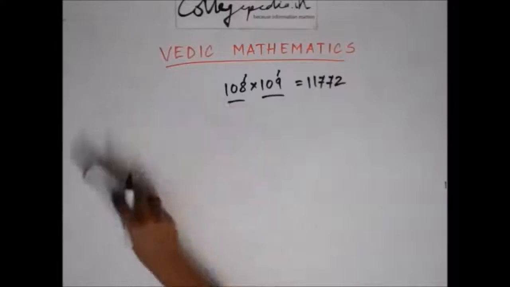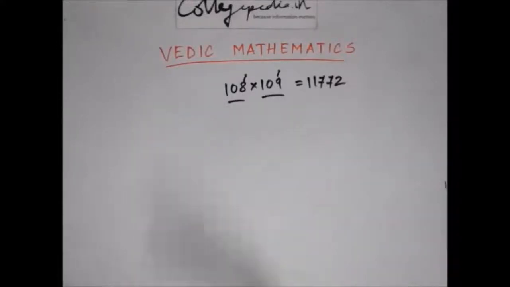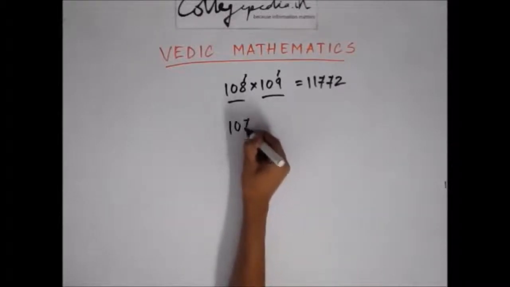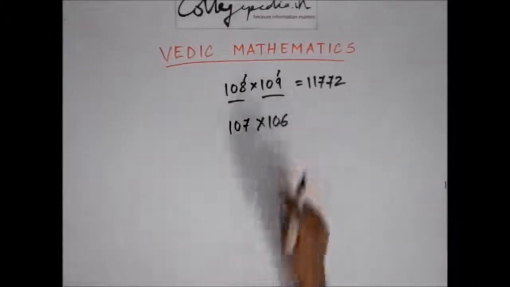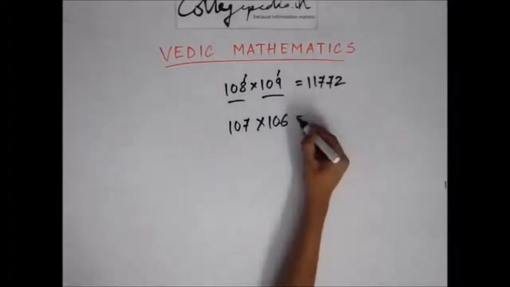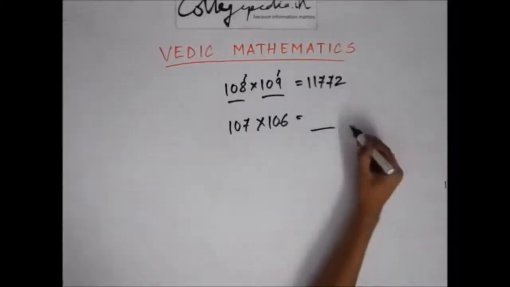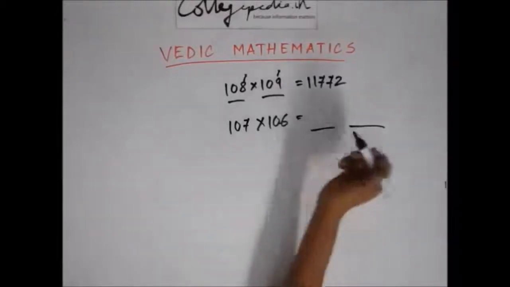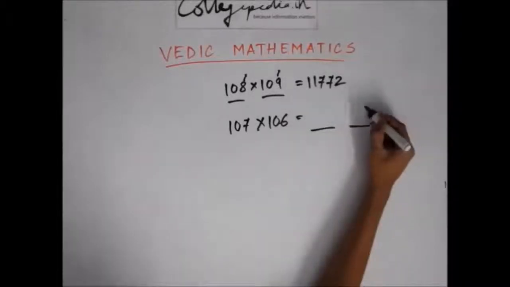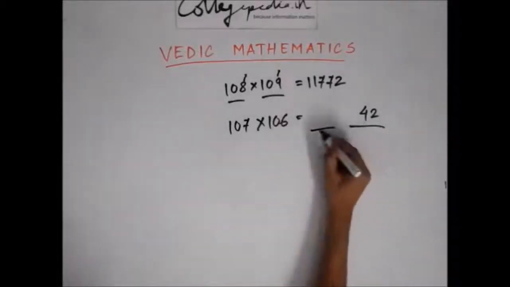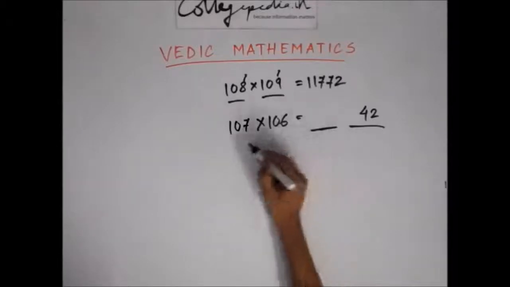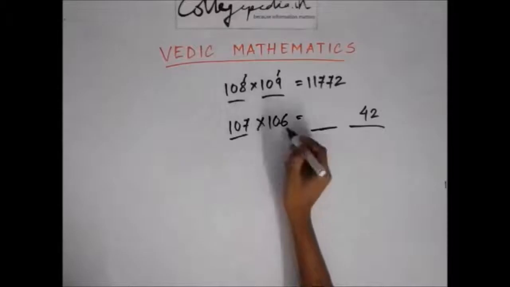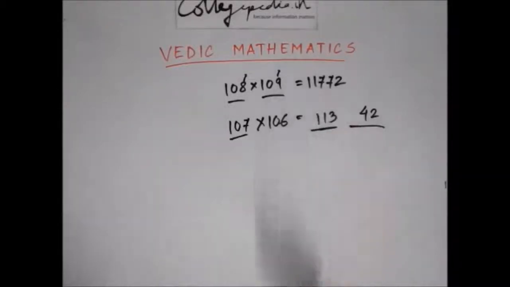Let's take the examples we had mentioned in the beginning of the lecture. That is 107 multiplied by 106. You quickly tell me what's the answer to this question. The answer is 7 multiplied by 6, 42. And for the first part, take any number, either 107 or 106, and add the last digit of the second number. So I'll take 107 and add 6 to that. So it's 113. So the answer is 11342.